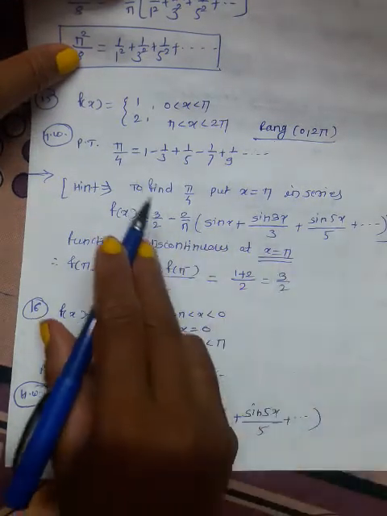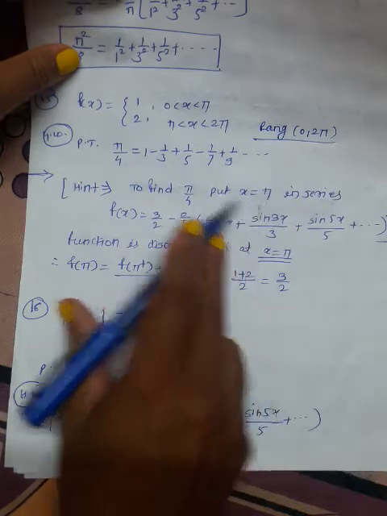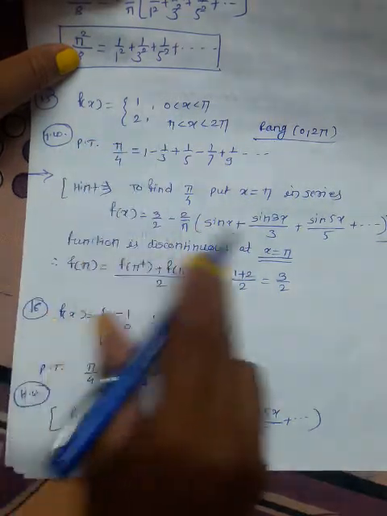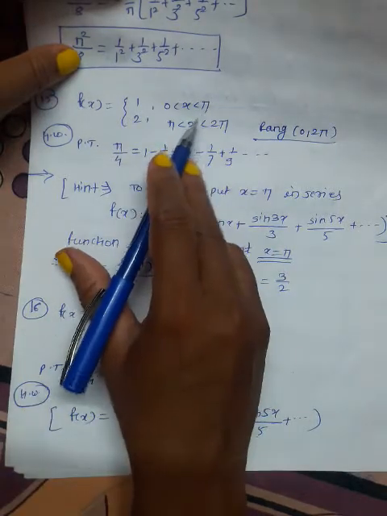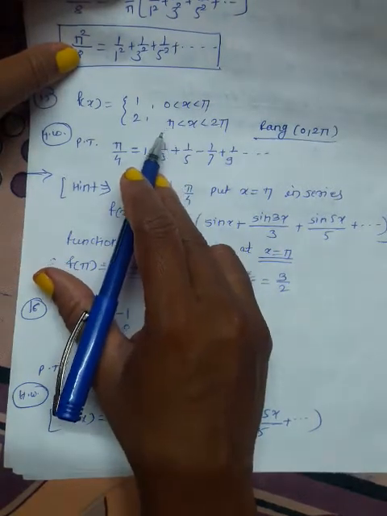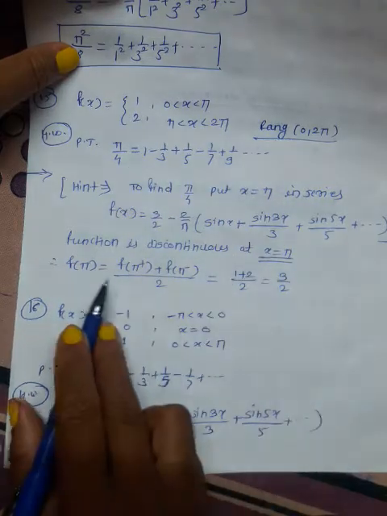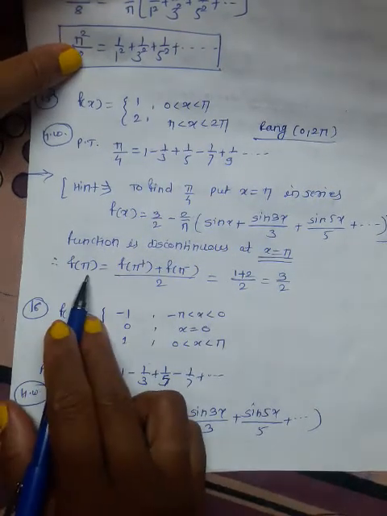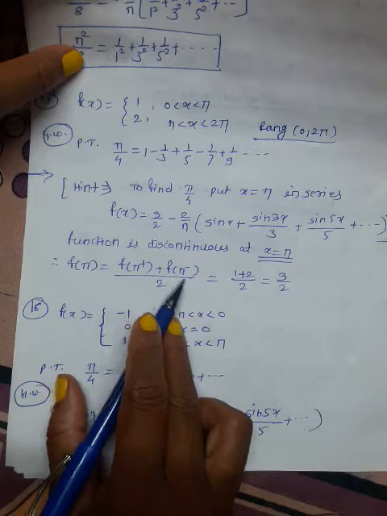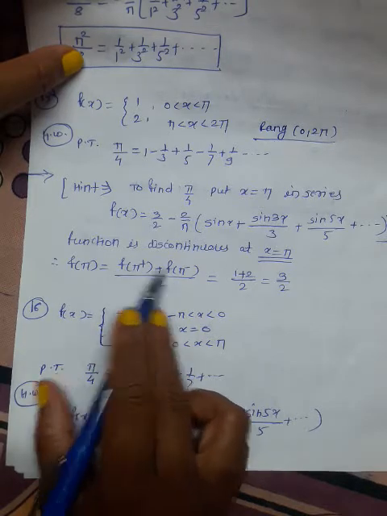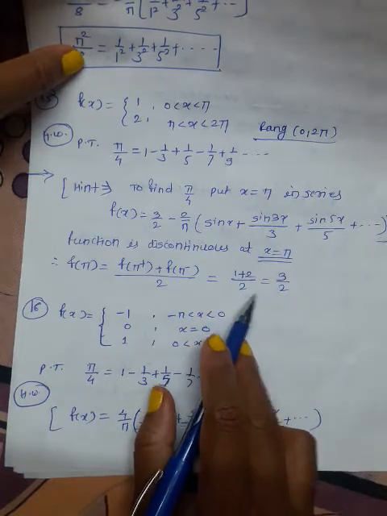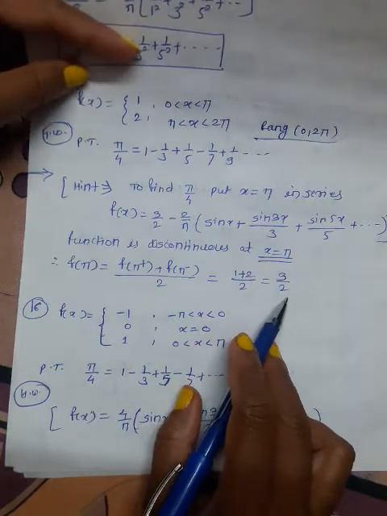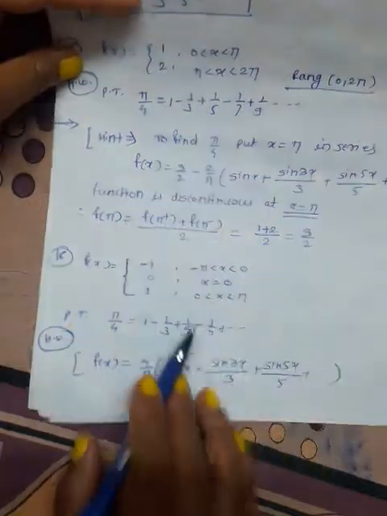And here, if you want to put x is equal to pi on both sides of the Fourier series, f of pi we want, and pi is a point of discontinuity of the function. For that, use this theory. F of pi is equal to f of pi plus plus f of pi minus, divided by 2. Value of the function in both intervals of the function is 1 and 2. Plus 2 divided by 2. 1 plus 2 is 3 by 2. Okay, this is the hint for this particular example.